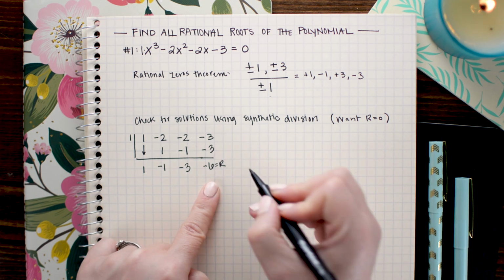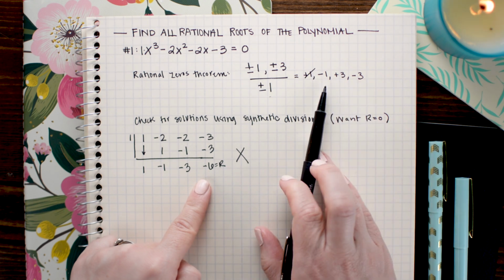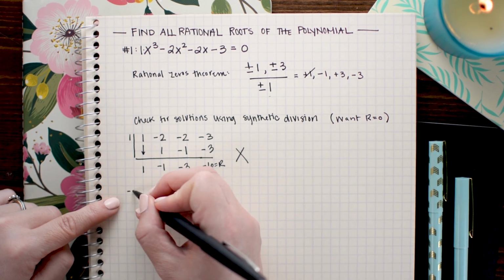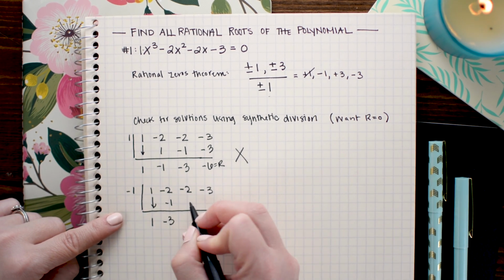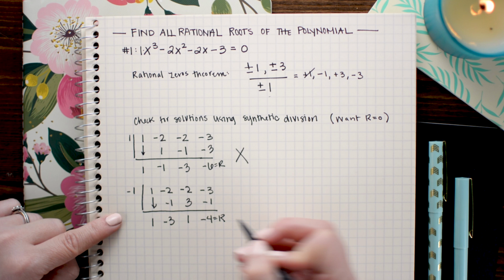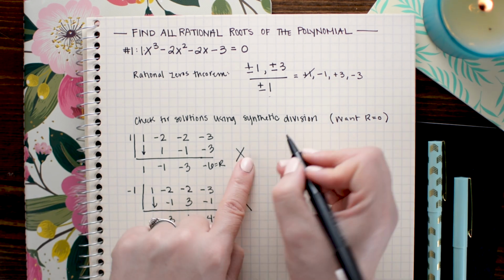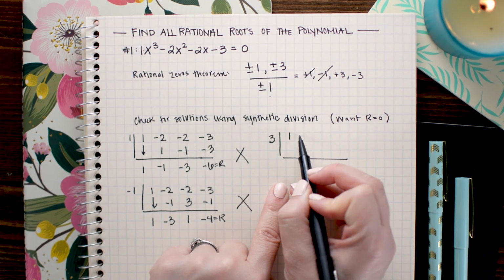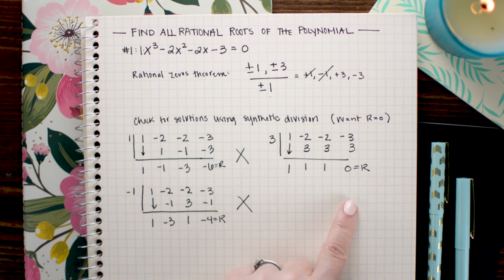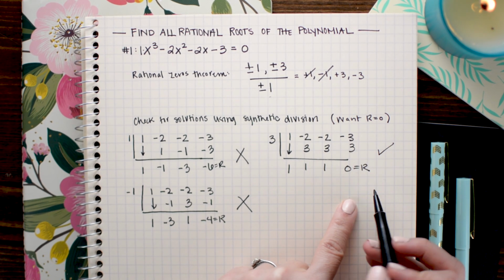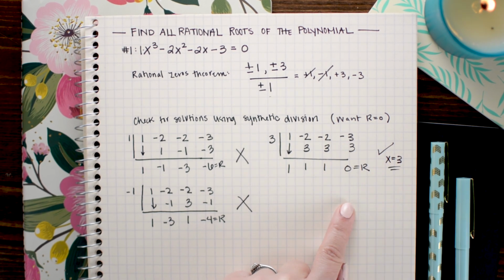So this one doesn't turn out because r equals negative 6. Let's go ahead and try the next one on our list, negative 1. So this one doesn't work either since r equals negative 4. There we go, we found one that works. So that means that x equals 3 is a solution. So we've found our first solution.